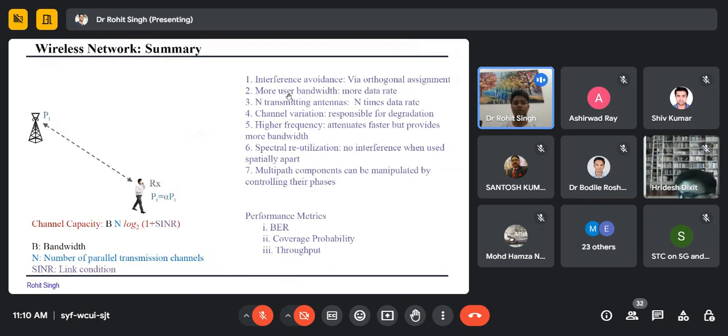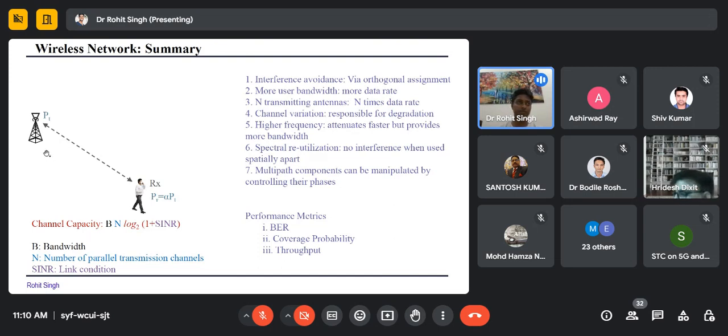The next important aspect is that the more the available bandwidth for the user, the more the data rate he or she could achieve. As shown in the channel capacity theorem, increasing the bandwidth will lead to more data rate. Next is transmitting antennas. As we keep on increasing the number of antennas, it will give rise to more data rate.